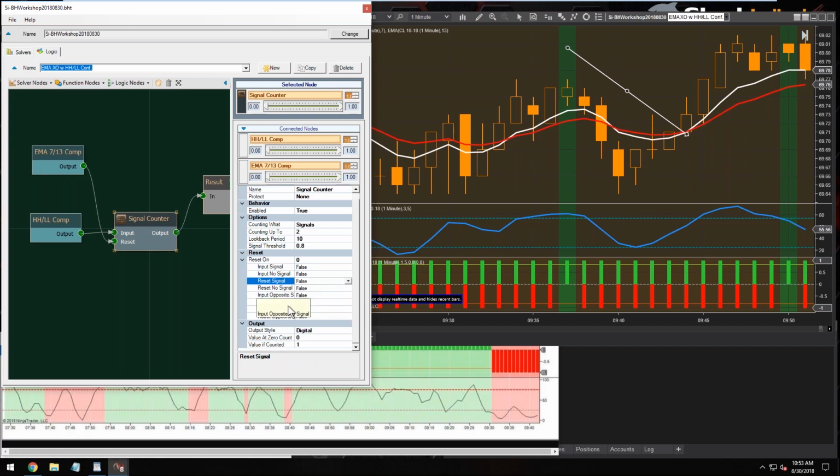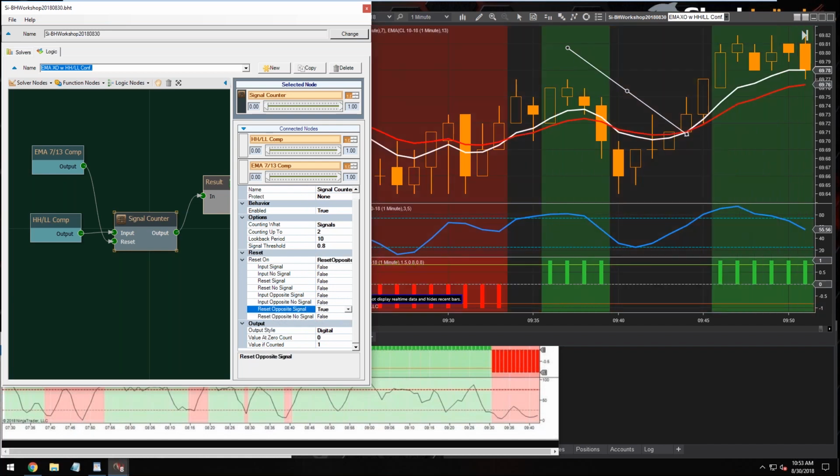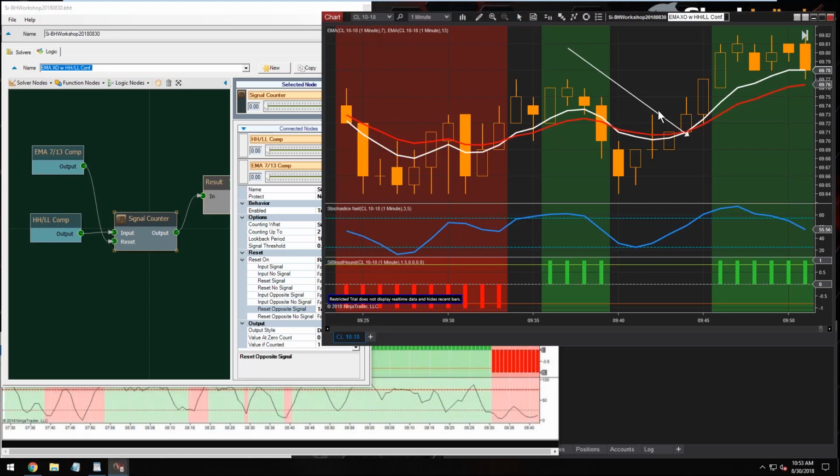And so the one I'm going to try first is, let's open this up a little bit here, I'm going to try the reset opposite signal and make sure that's working for us. And yes, that does appear to be working, right?